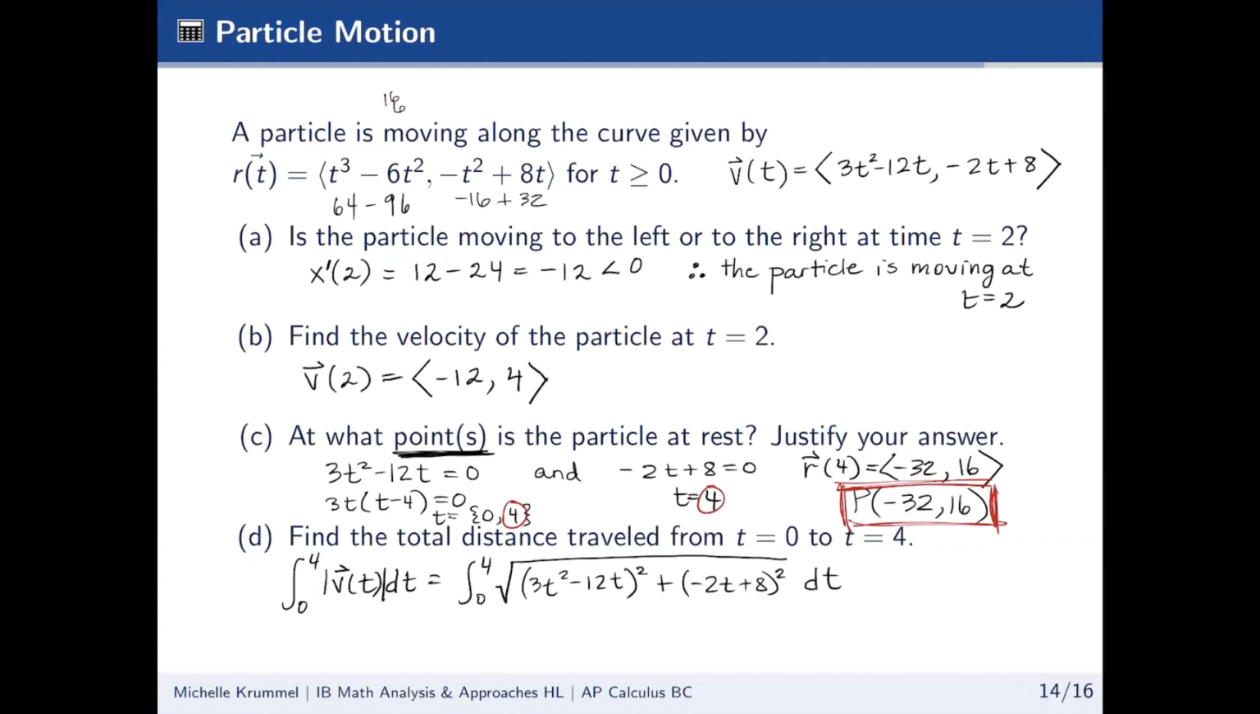Okay, and then we will just integrate that using our calculator, which is going to give us about 37.580 for total distance. And do we have units here? We do not have units here.